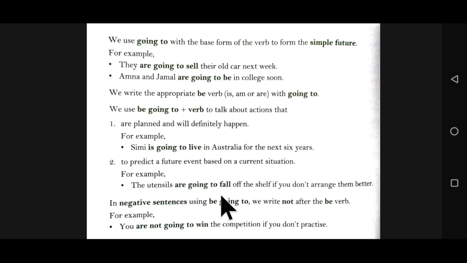And in negative sentences using be going to, we write not after the be verb. Again, students, remember, what are the different forms of be? The different forms of be are is, am, are. So wherever you see is, am, are, they are simply forms of be. So in negative sentences, we will simply put not after the verb be. For example, we are not going to win the competition if you don't practice.